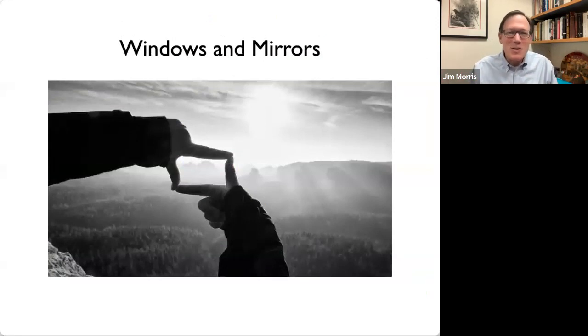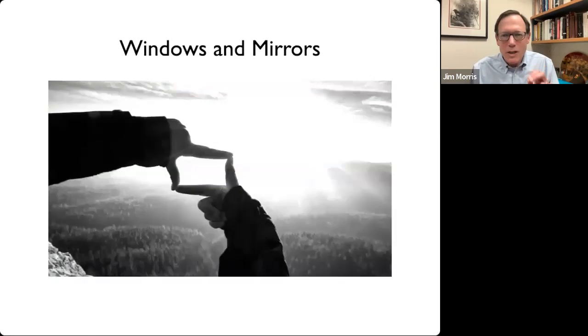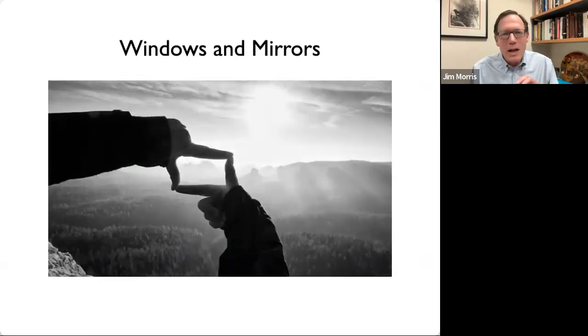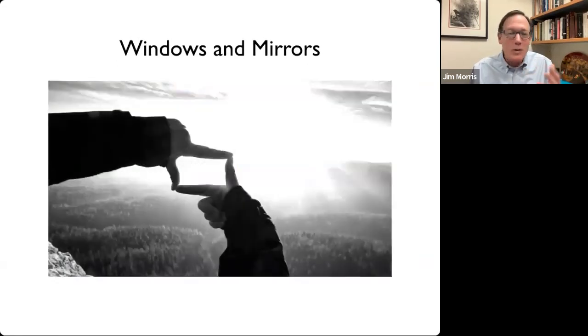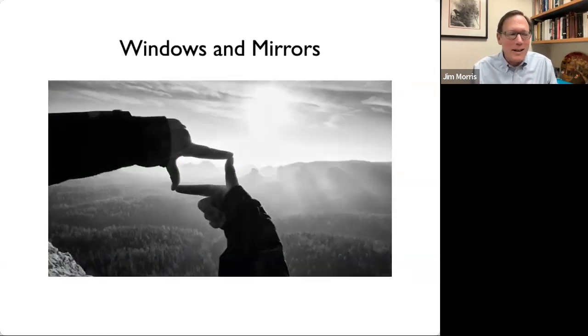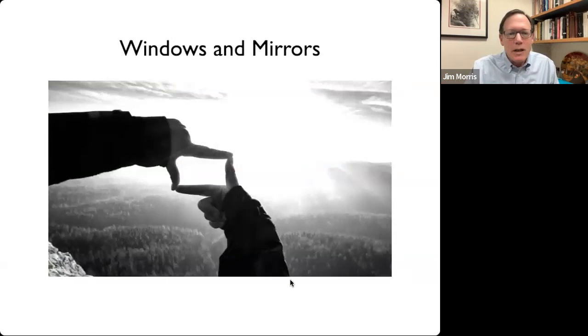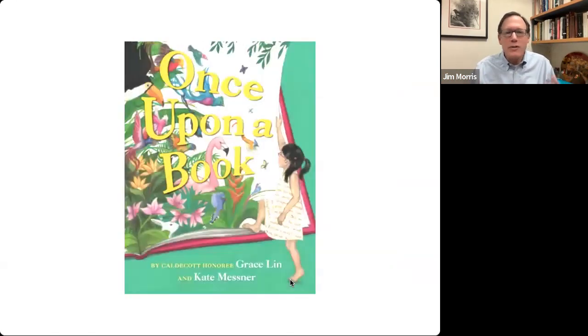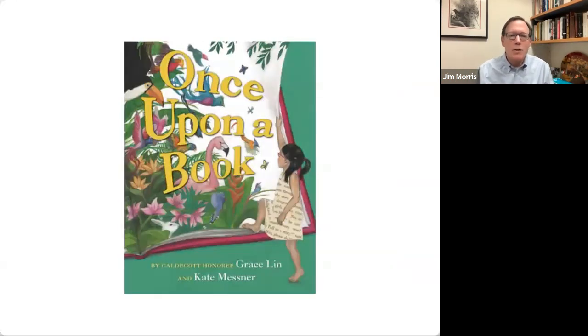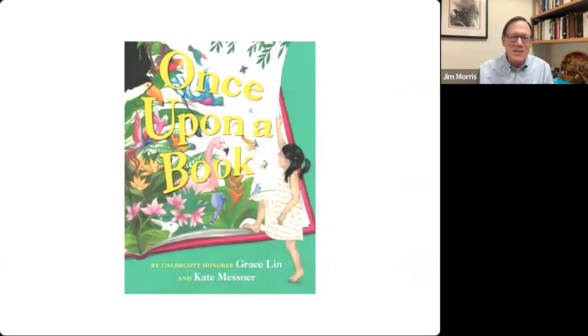I always try to tell a story, right? And I noted windows and mirrors. For me, this is something I keep front and center. I find it very powerful. And yesterday I was listening to NPR in the morning, and there was a talk about a children's book that just came out. It's called Once Upon a Book by Grace Lin and Kate Messner.